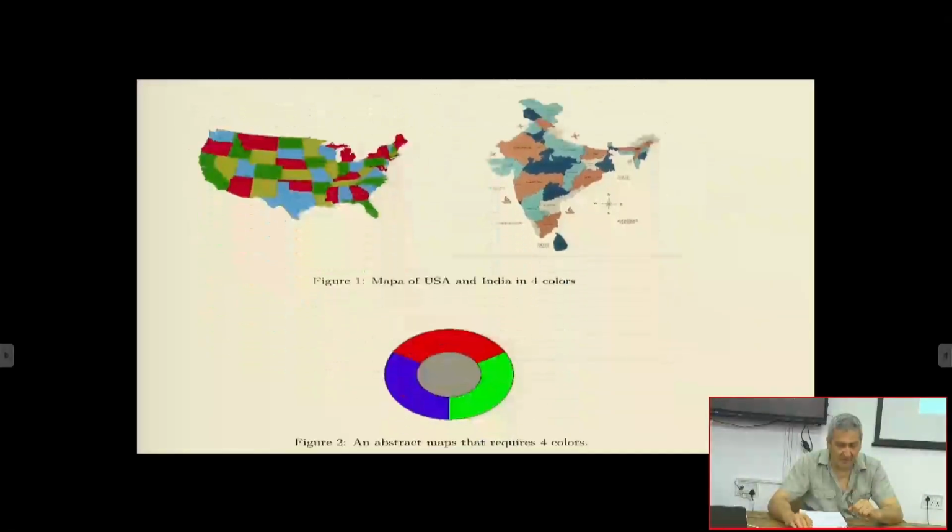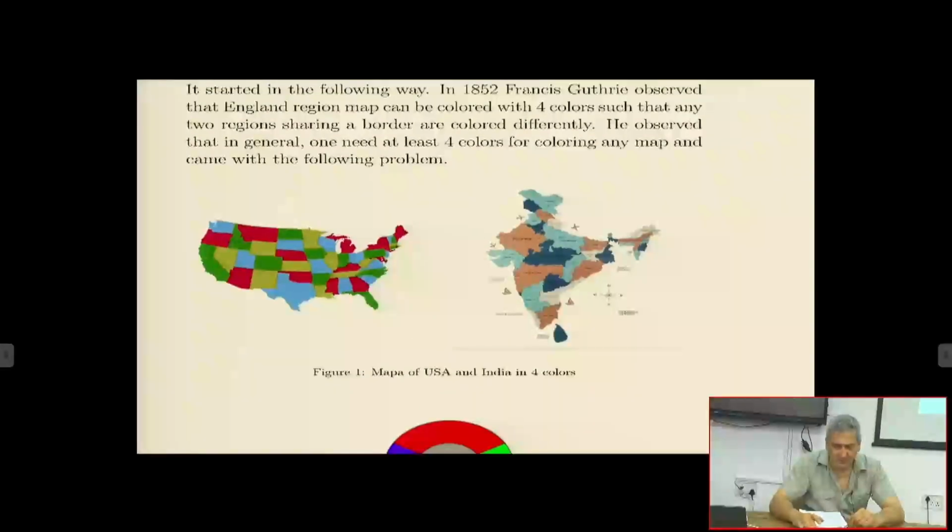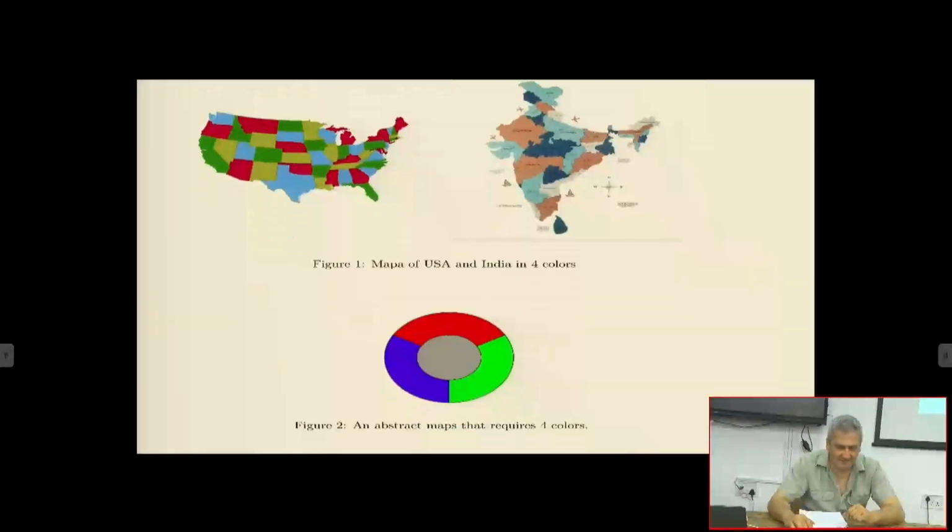Like here below, if we have a map like this, we need to use 4 colors. Here, which I used in my talk, United States and India colored with 4 colors. Okay? So I speak a little bit about the history. We don't need it, it's better to use the slides, yes.